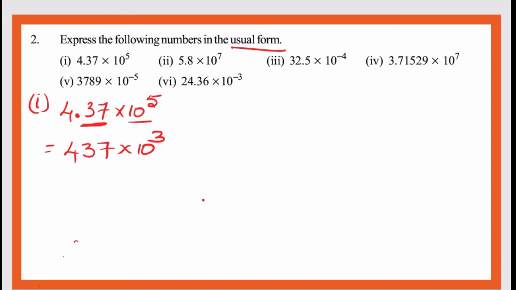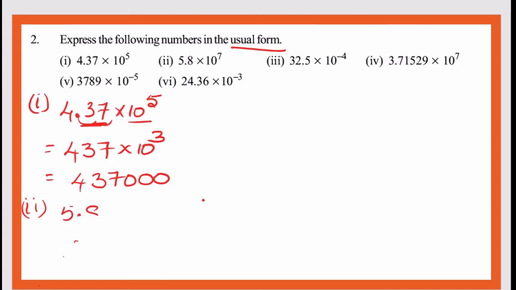If you want to move this decimal point to the right hand side, first of all we need to multiply with 10 square, so that we get 437 into 10 power 3. So 437 into 10 power 3, I can write as 437 triple 0. So the answer is 437 triple 0. Likewise we are going to convert each and every question. Let us see question number 2.